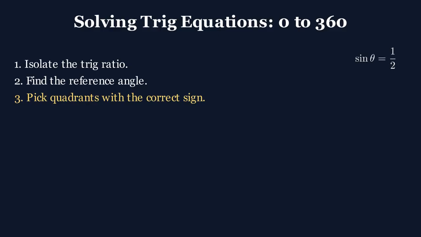Example 1. Solve sin theta equals 1/2. The reference angle is 30 degrees. Sine is positive in quadrants 1 and 2, so theta equals 30 degrees and 150 degrees.